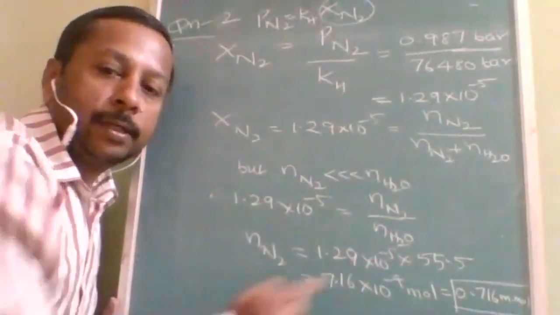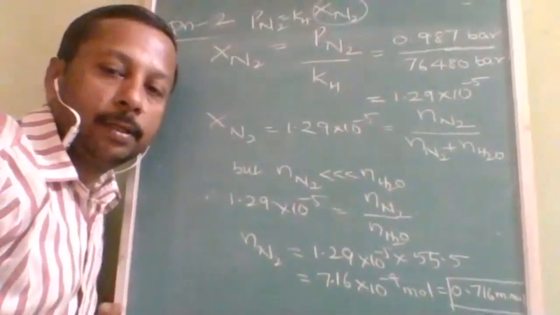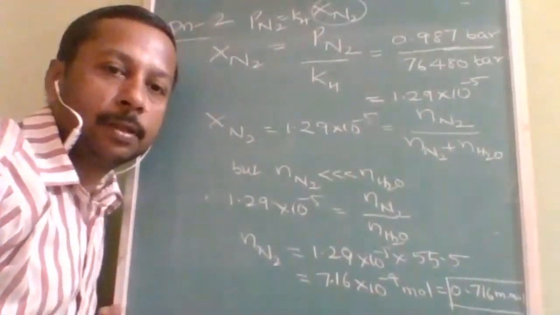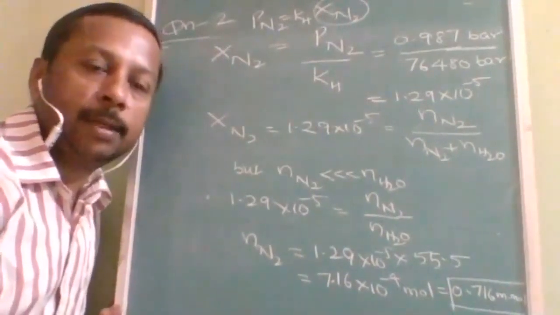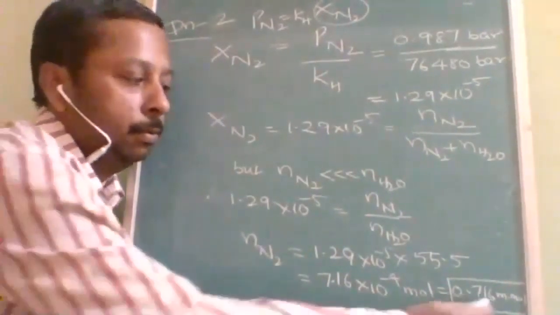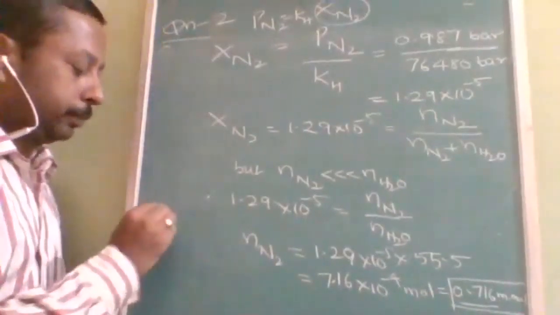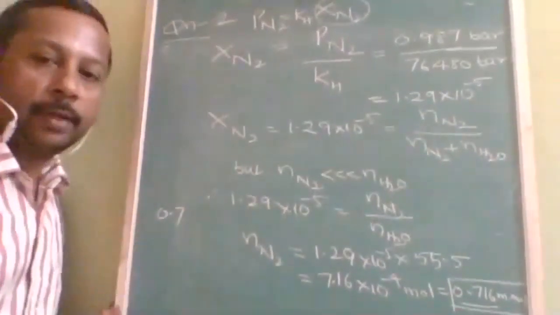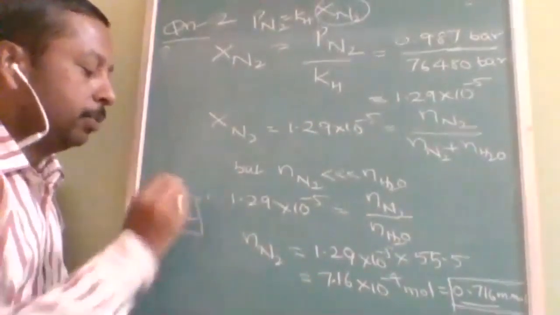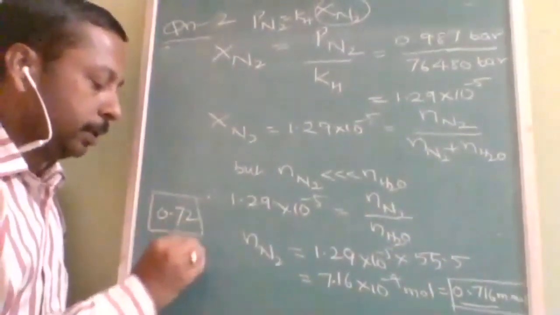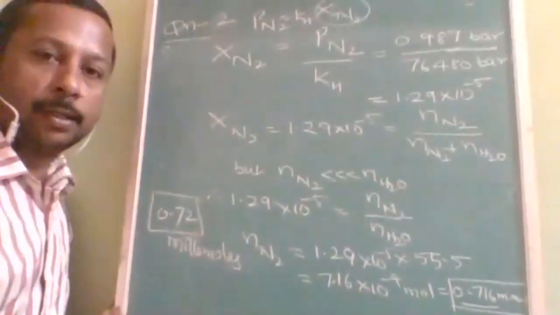One more thing you have to be careful about: here the question is in millimoles. Nowadays integer type questions with two decimal places are there, so this value matters: 0.716. If you are writing in an integer type question, you have to write 0.72 millimoles. What is the answer? 0.72 millimoles. Is it understood?